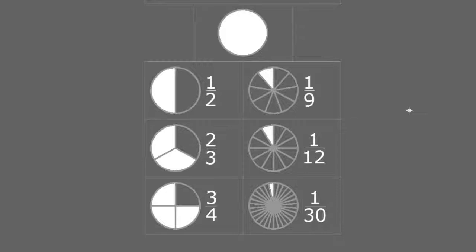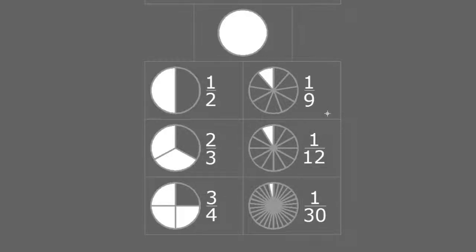Now the number on top is telling me how many slices I have left. For example, in 1/2, the pizza was divided into 2 equal sides, and I only have one side remaining. In 2/3, the pizza was divided into 3 equal slices, and I have 2 out of those 3 possible slices remaining. 3/4, well, the pizza was divided into 4 slices. I have 3 remaining, and you can divide it into as many slices as you want.